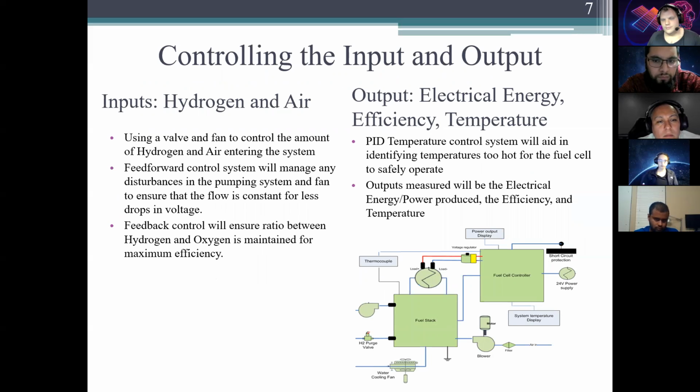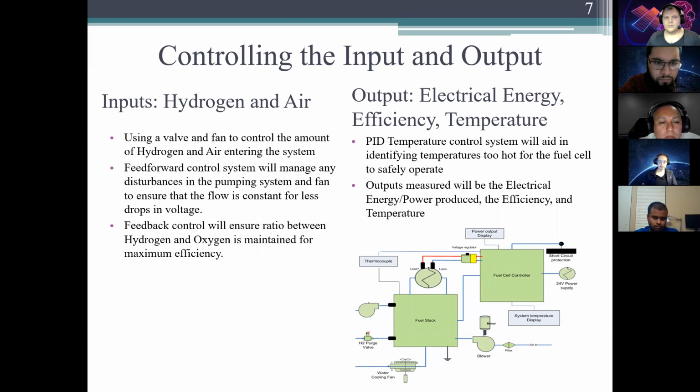So the intent for controlling the input and output of the system: the inputs will be the hydrogen and the air supplies, and we will be using a valve and fan to control the amount of those that are entering the system. A feed-forward control system will manage any disturbances in the air pumping system and will ensure that the flow is constant for no drops in voltage.